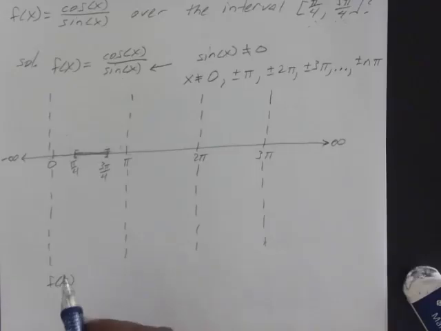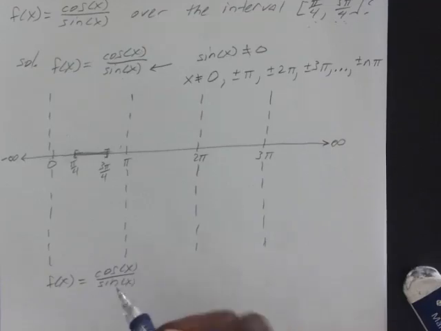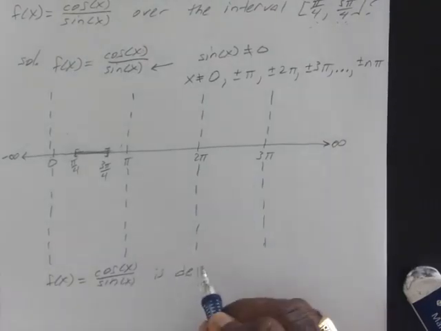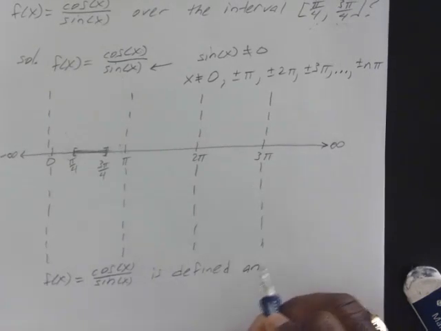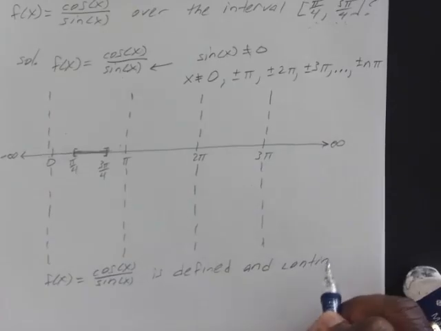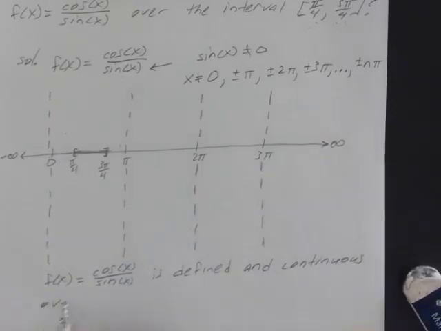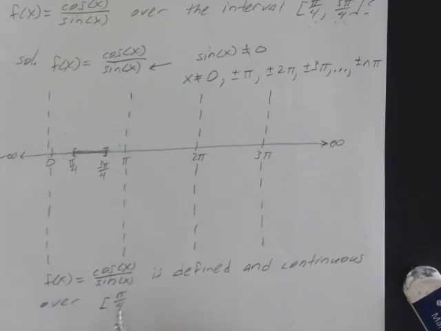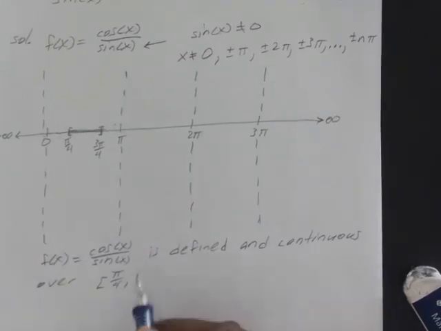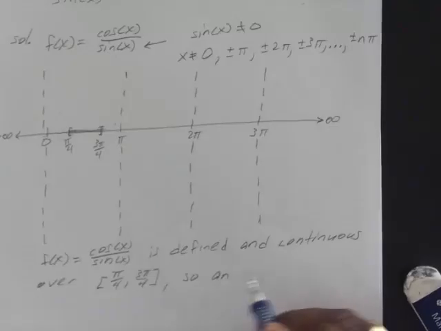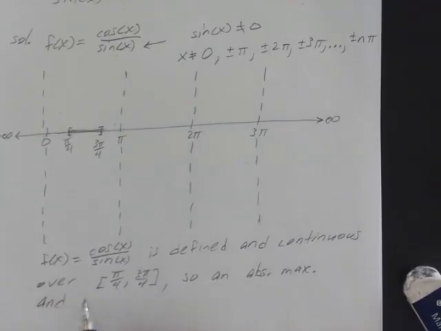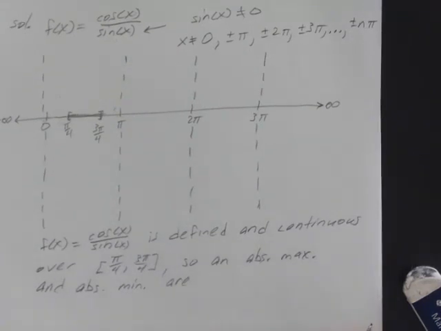So we know that f of x equals cosine of x divided by sine of x is defined and continuous over the interval from pi over 4 to 3 pi over 4. So an absolute maximum and absolute minimum are guaranteed by the extreme value theorem.